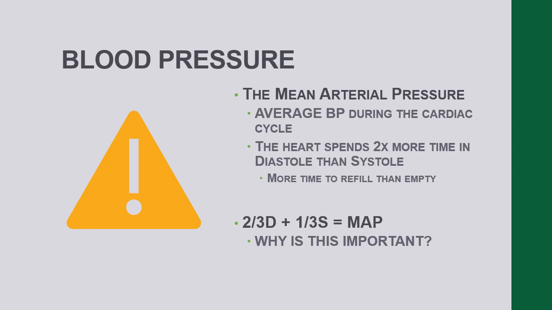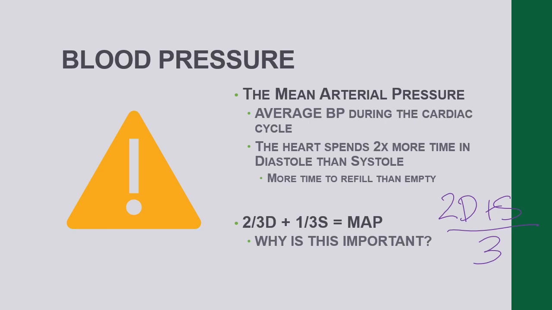So mean arterial pressure can be calculated as two-thirds the diastolic plus one-third the systolic, or two times the diastolic plus the systolic, divided by three. However you like to do your math, it doesn't really matter to me. There's a lot of different equations out there. Why is this important? It's important for so many reasons.